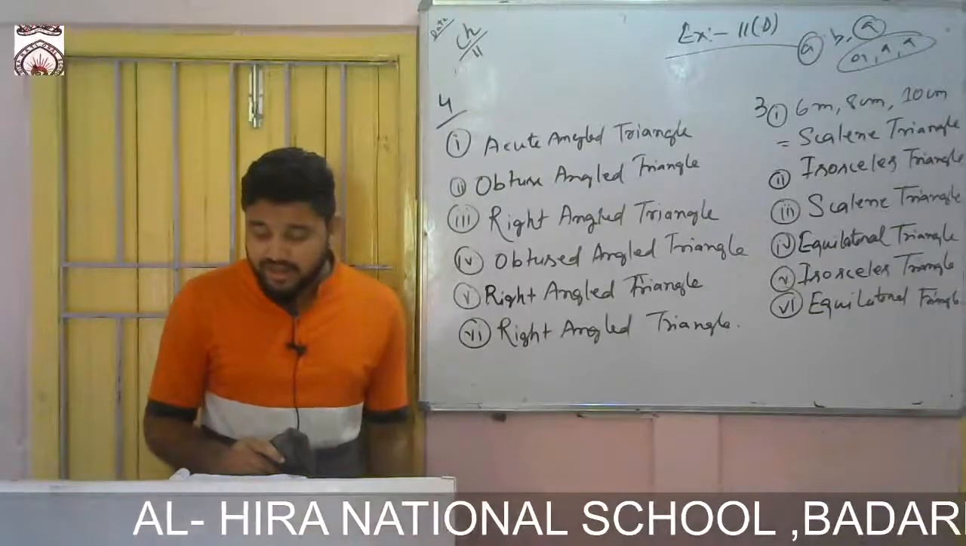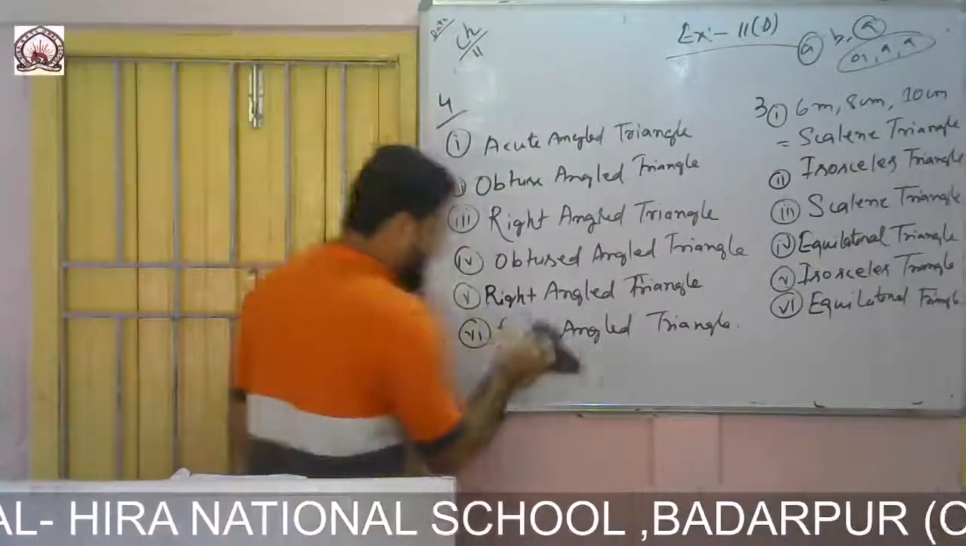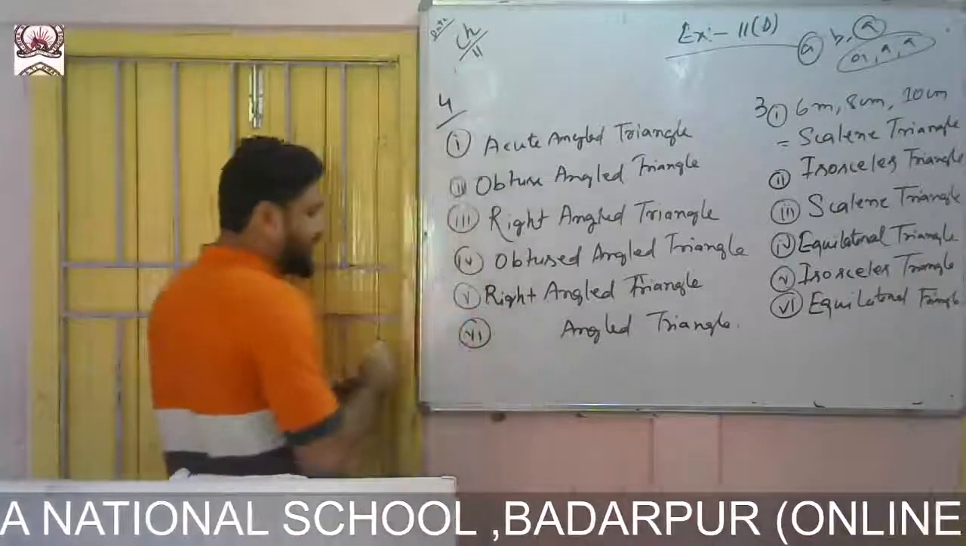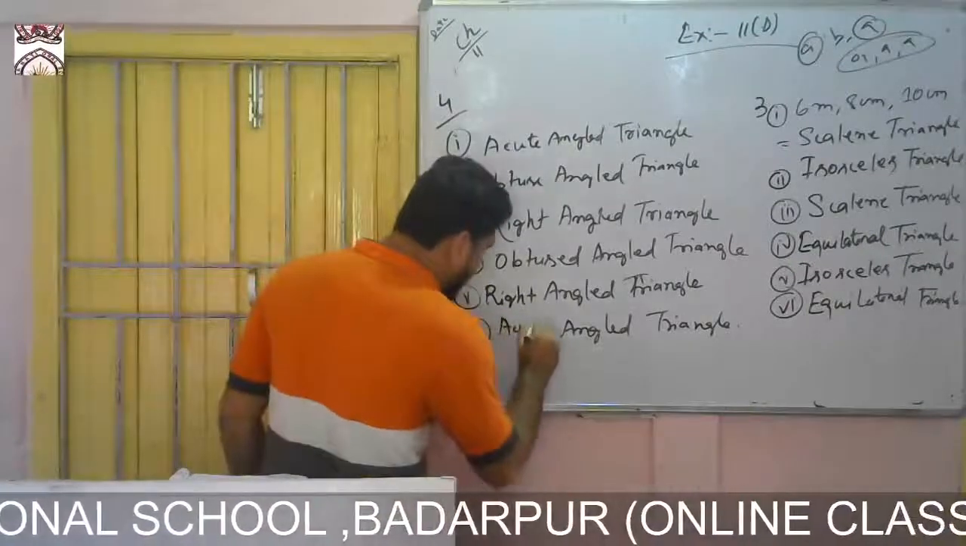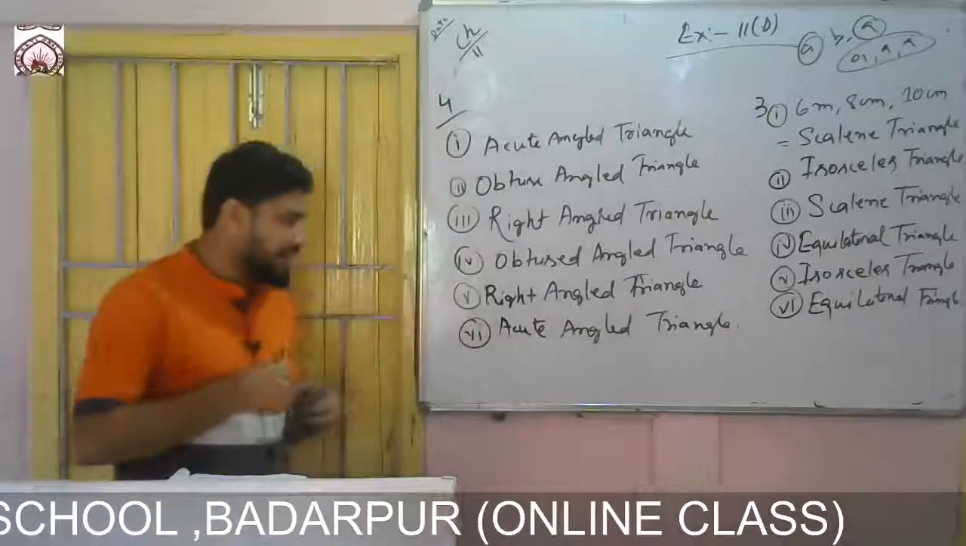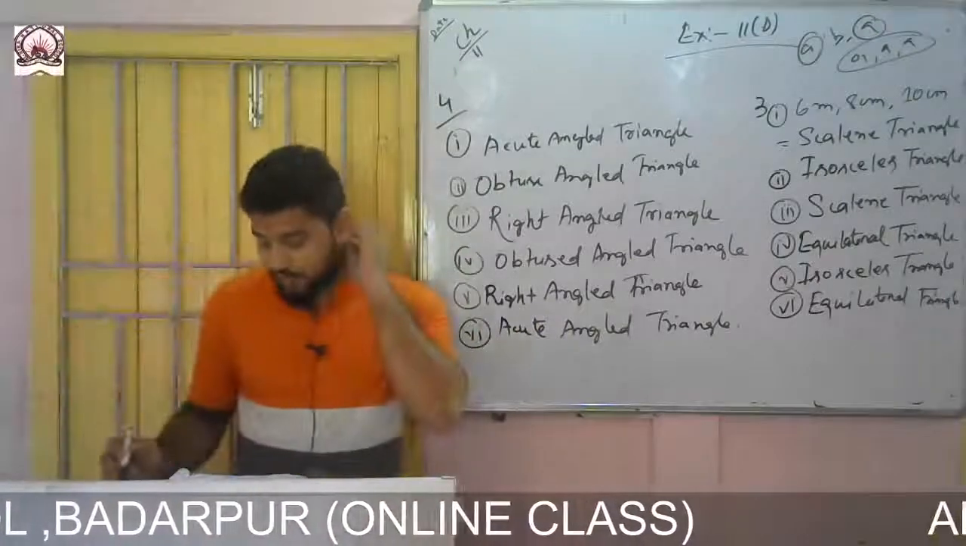Now come to the next one: 56 degree, 48 degree and 76 degree. All the measures of the angles are less than 90 degree. So it is an acute angle triangle. So this question is finished.